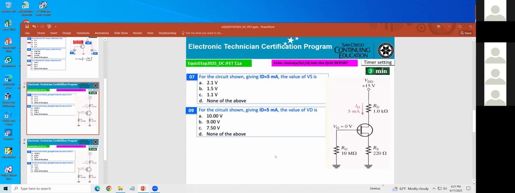A, B, C, or D? I got C too. C, C. Perfect. C. Okay. Yeah, you're doing good. That number is supposed to be 8. That's okay. The next number, they want VD. I got A. Perfect. You get A.